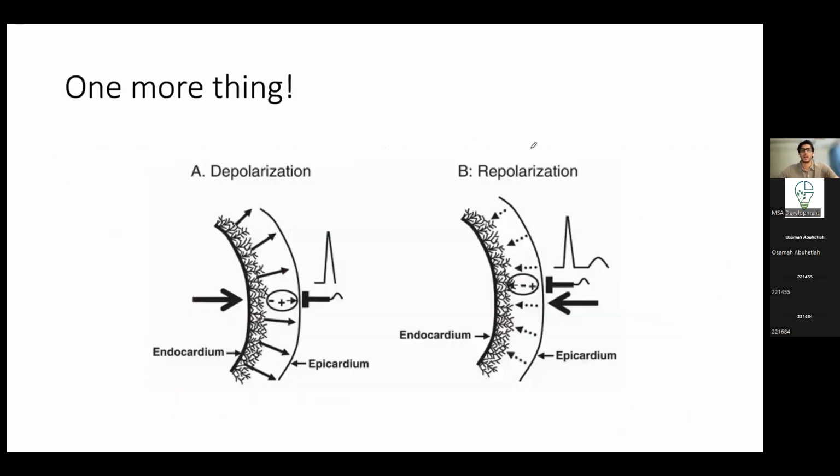Before we begin, one more concept. If you remember from your anatomy, or I don't know if you took it in anatomy or histology, if you look at the heart, it has the epicardium, which is on the outside. Then we have the myocardium, and then we have the endocardium.